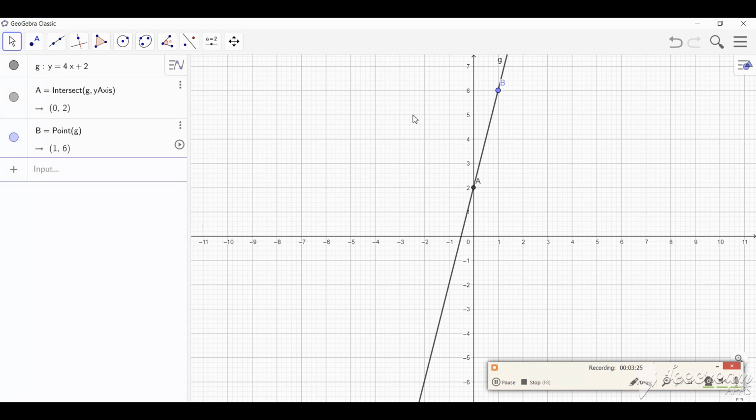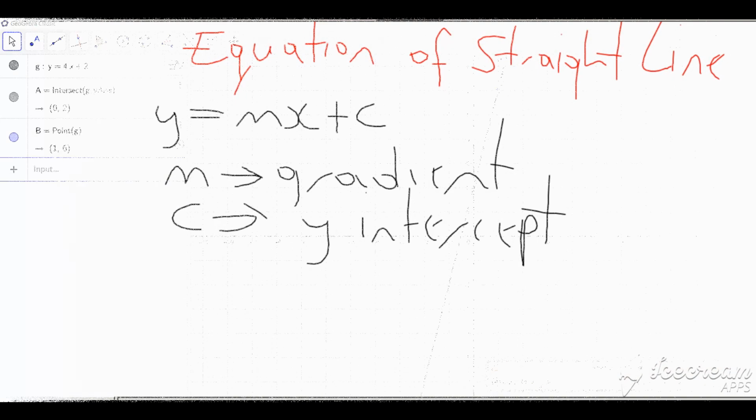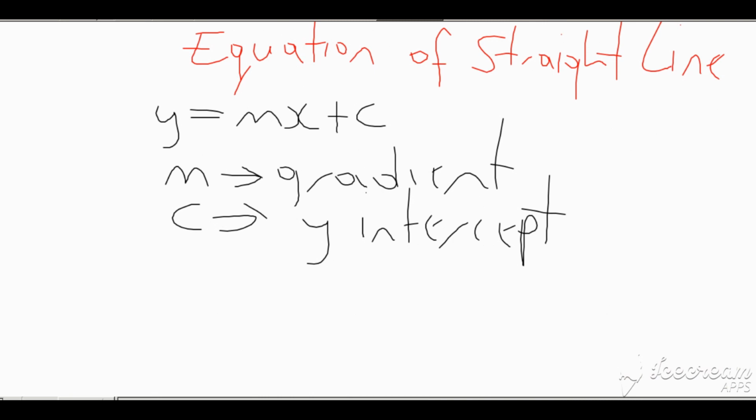And that is how we get the equation of a line. It consists of 2 main factors: the gradient of a line and the y-intercept, in other words, where the graph cuts the y-axis. For GeoGebra software, we all agree that the equation of a line takes on the form y equal mx plus c, where m is the gradient or the steepness of a line and c is the y-intercept. Same thing as saying where the line cuts the y-axis.